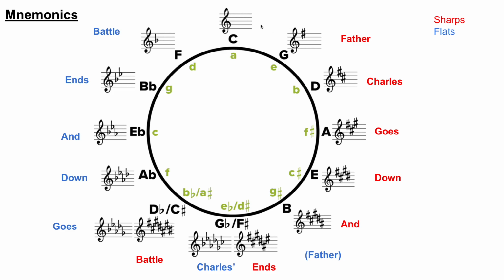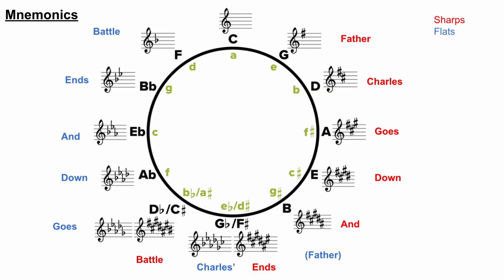So start on C, that's no sharps, but then G major, we get the F sharp, father, F sharp and C sharp, father Charles, F sharp, C sharp and G sharp for A major, father Charles goes, and so on and so forth. Father Charles goes down and ends battle. And the great thing about this sentence is that it works forwards and backwards.